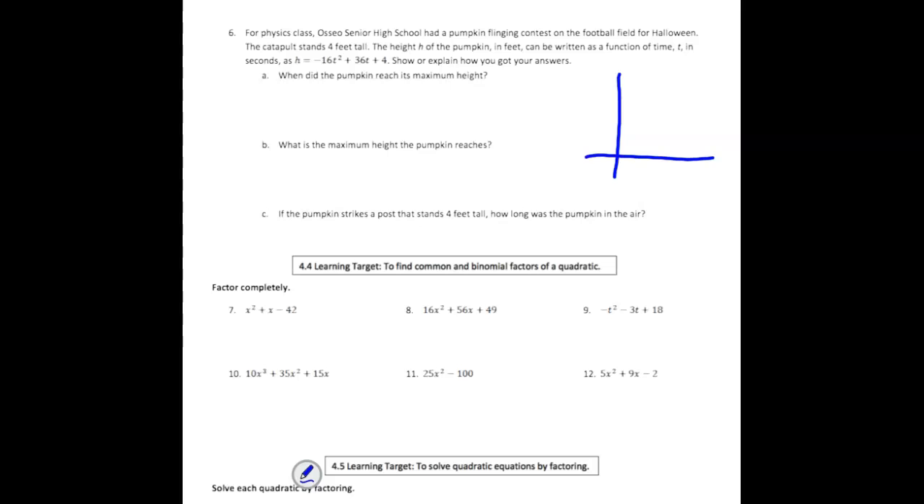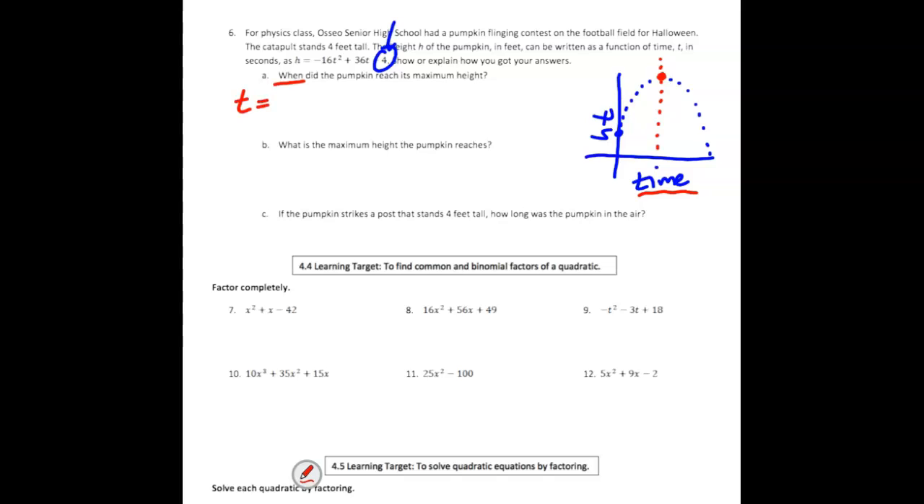So our y value was height, h, and our x-coordinate was time. So our starting height is 4, our constant. So we're starting here at 4, and they're going to shoot that pumpkin up in the air, and eventually it's going to come back down. To find the place where it reaches the highest point, we need to find the vertex. Now the first question says, when did it happen? So we're looking for time. We're looking for the x-coordinate, or t in this case.